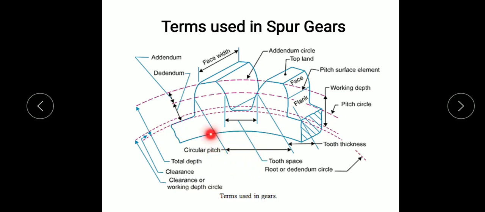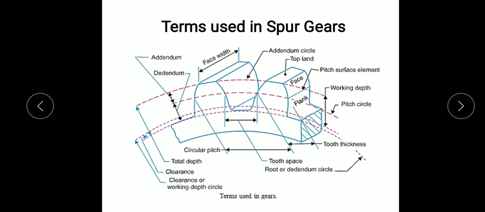And then circular pitch, in circular dimension in a pitch circle, the distance between same points, you can see this is the first tooth and this is the second tooth, the distance from this point to this point, or any point in a pitch circle of two consecutive teeth, is known as circular pitch. And you can see the distance between these two parts is known as tooth space. This is tooth space in a pitch circle. And you can see the top part is known as face and the bottom part is flank.